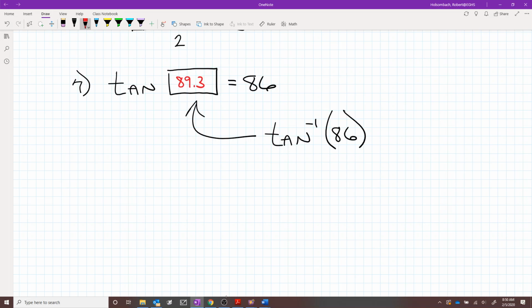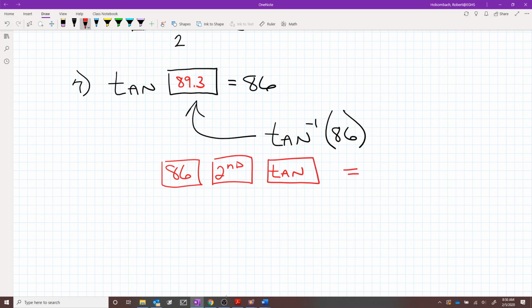Alright, so the calculator function is 86 and then second and then tan. Type in 86, push the second button, hit tan, and then hit the equals button.